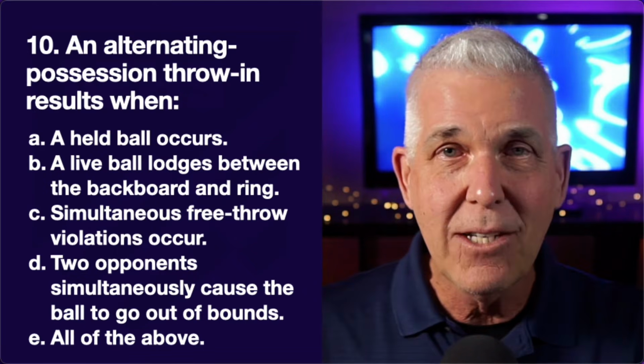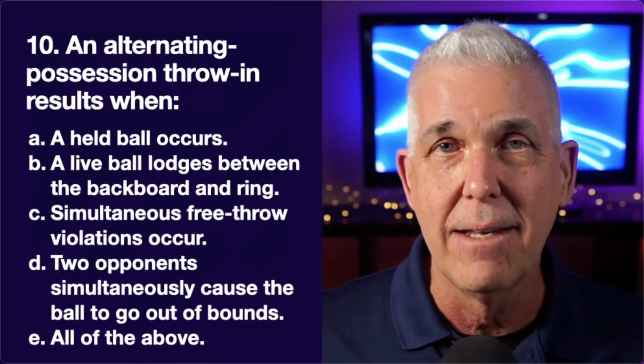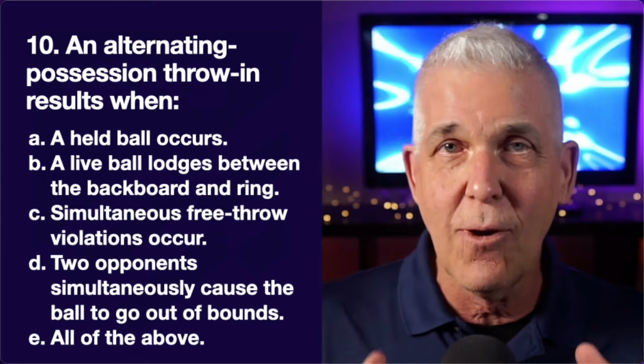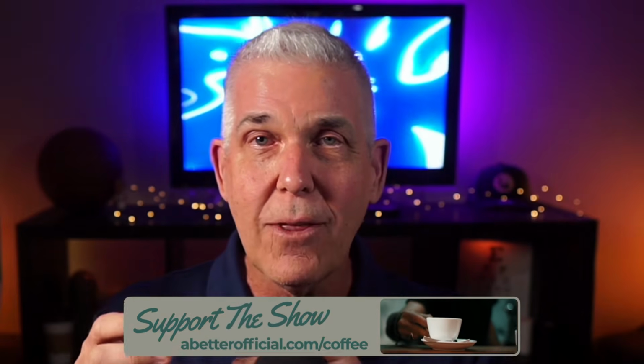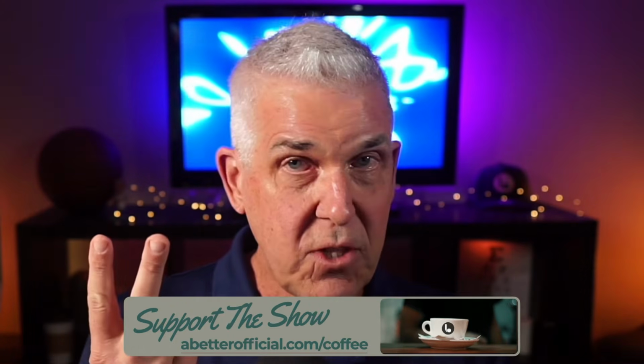Maybe. Or D, two opponents simultaneously cause the ball to go out of bounds. That would result in it, right? Simultaneous free throw violations would result in an alternating possession throw-in if no free throws were to follow, right? If we have the first of two free throws, and we have somebody in a marked lane space violate and somebody outside the arc enters before the ball contacts the ring, we have a simultaneous violation. The ball becomes dead. No goal can be scored.